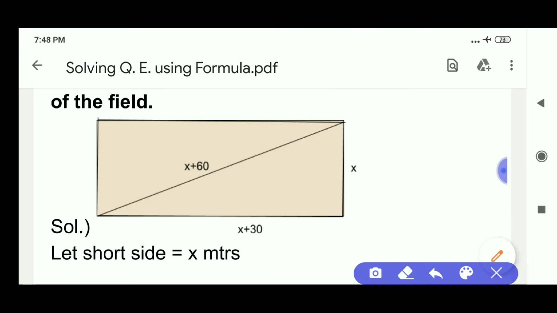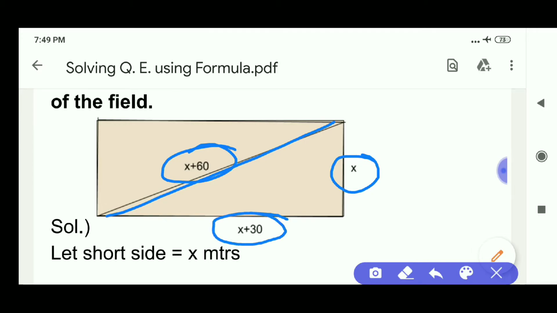Let the shorter side be x. Then the diagonal is 60 meters more than the shorter side. So the diagonal is x plus 60 and the length is x plus 30. What type of triangle is it? Yes, a right angle triangle. Right angle triangle means Pythagoras theorem applies.